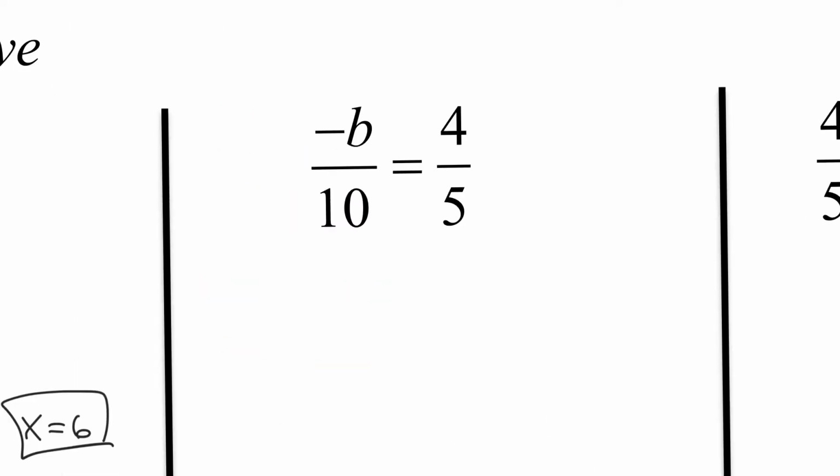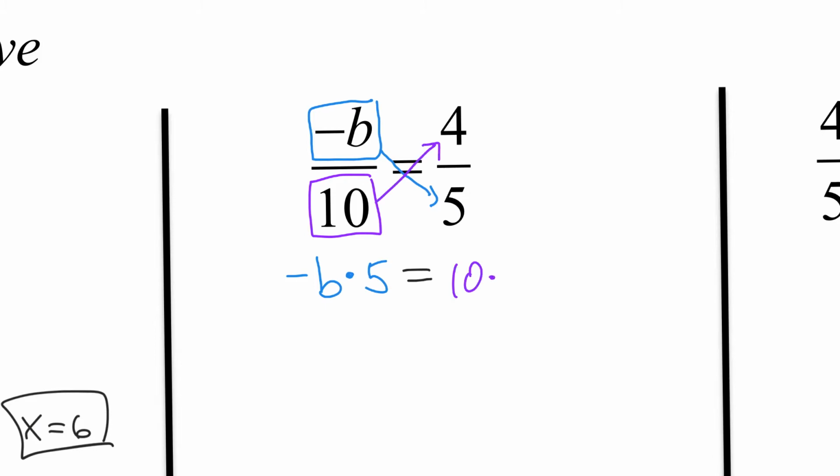Now, if the variable has a negative, like in this proportion here, we have a negative b. You also have to be careful with the negatives, and always double check your signs, negatives and positives. So I will cross multiply to solve. I'm going to multiply this negative b, it is a negative, times the number across, which is the bottom, the denominator of the second fraction. So I'm going to have negative b times 5. I'm going to bring down the equals. And I will multiply 10 times the number across from it, the top number, 4, 10 times 4.